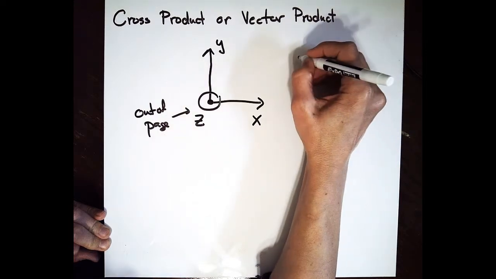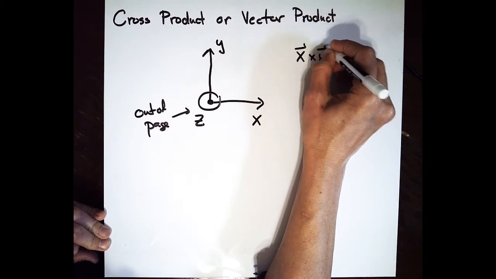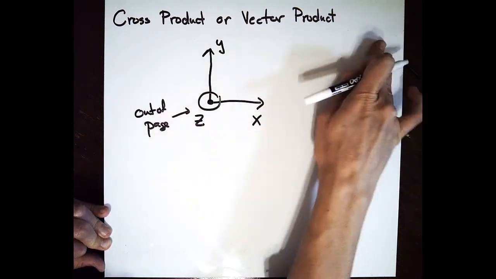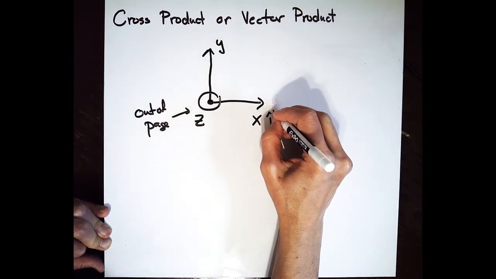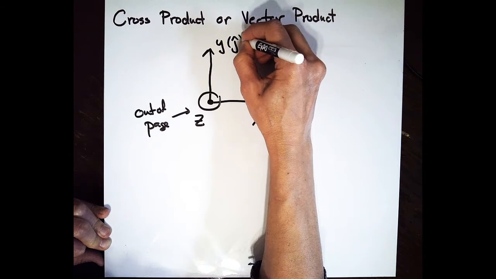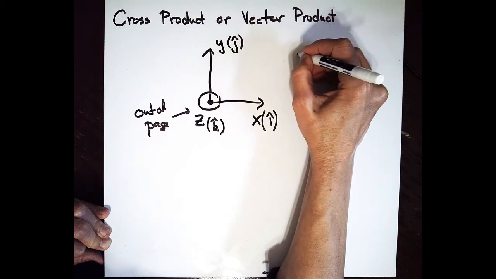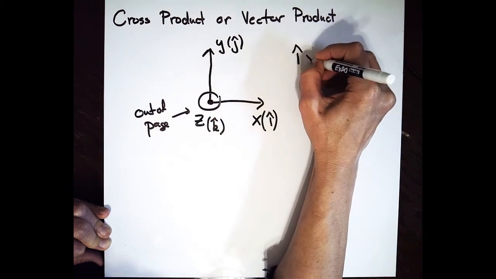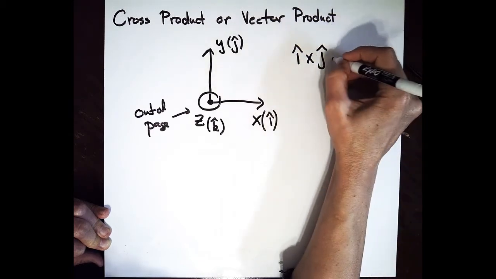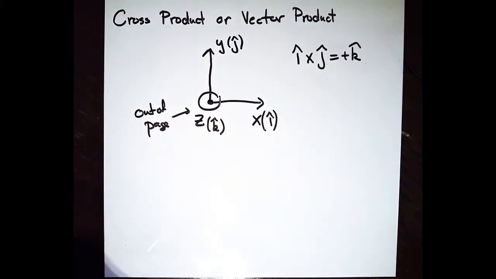And if we do that, then if we cross an x vector with a y vector, we'll get a z vector. Another way to write that is to use our unit vectors. So remember that we denote x pieces with an i hat, y pieces with a j hat, and z pieces with a k hat. So if we multiply these unit vectors, i hat crossed with j hat, I'll get a positive k hat. Let's double check that using our right hand rule.